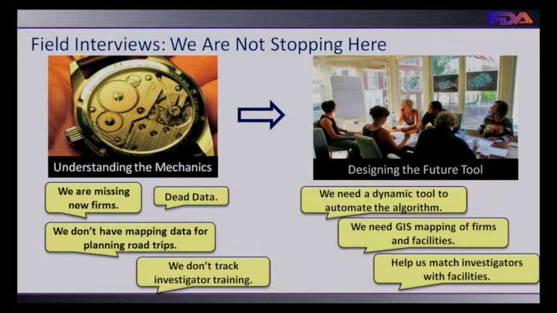We heard 3 resounding themes. We need a dynamic tool to automate this algorithm so it is also refreshed, so when a new firm registers on Monday, we can go out and inspect it on Friday. That's the ideal. We want some GIS mapping capabilities because we're going to send this investigator to the other side of Texas, and he's going to do 3 firms in 1 week, and we want to make sure those 3 firms are all high risk. Finally, we want to be able to match the right investigator with the right firm at the right time.